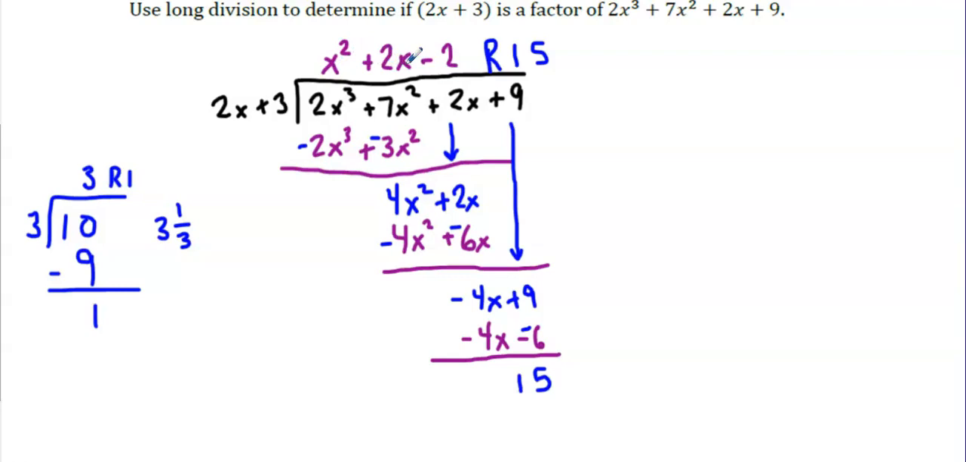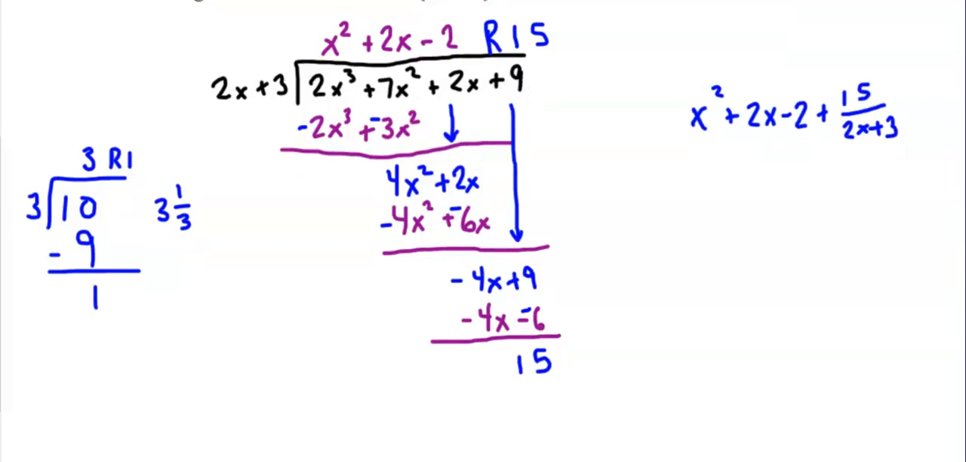So here I have x squared plus 2x minus 2 with a remainder of 15. And I could write this as x squared plus 2x minus 2 plus 15 over 2x plus 3. So 2x plus 3 is not a factor of 2x cubed plus 7x squared plus 2x plus 9 because there was a remainder. There is one other way I could represent this work.